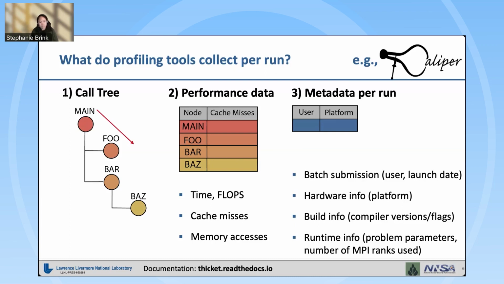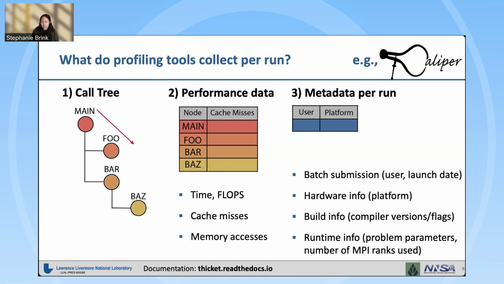So like I said, this could be the time that it took to run the particular function, maybe how many cache misses or memory accesses that you had. And the third thing that our profiling tools are collecting is this metadata about the run. This is the global information about how you run it, so that you're not having to embed all of this information in the profile name or keep a separate README about how you ran the particular profile.